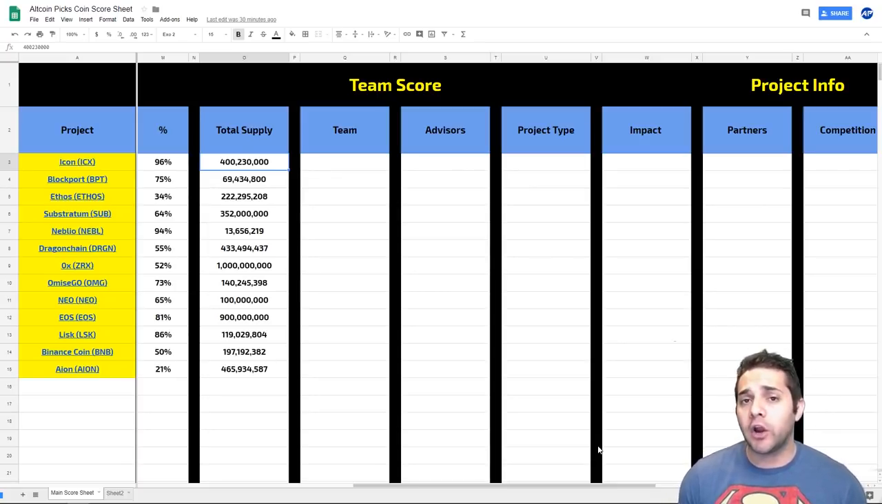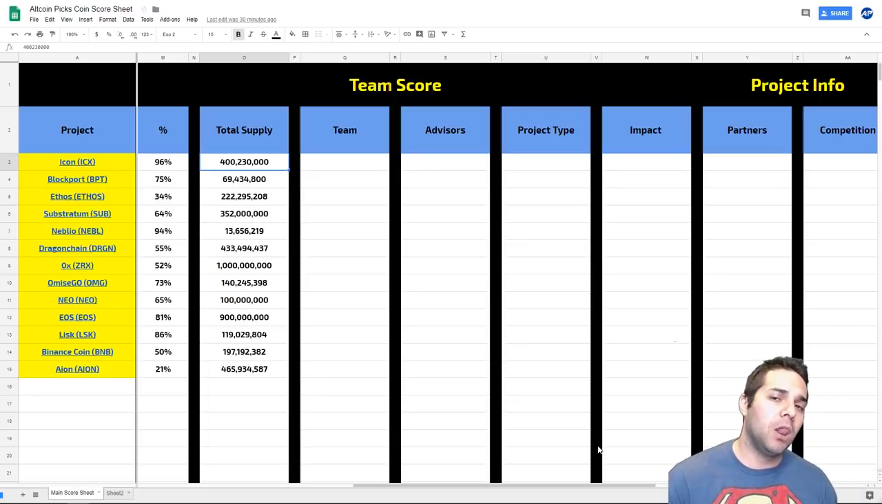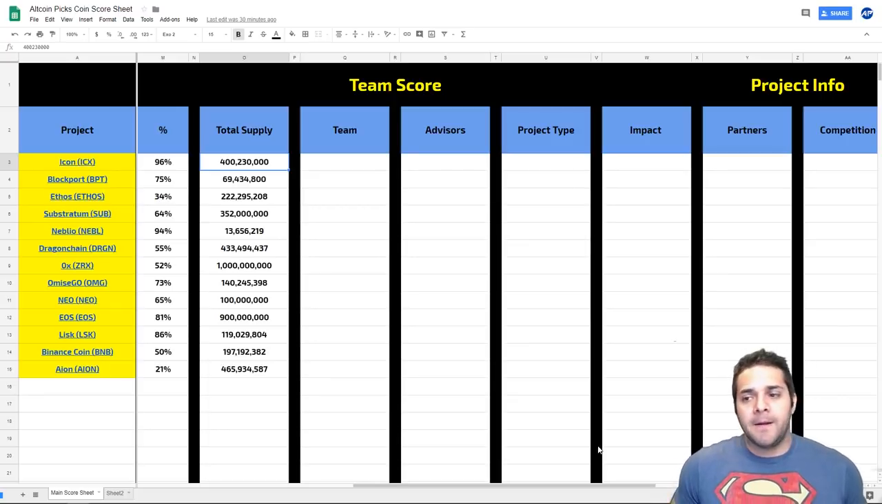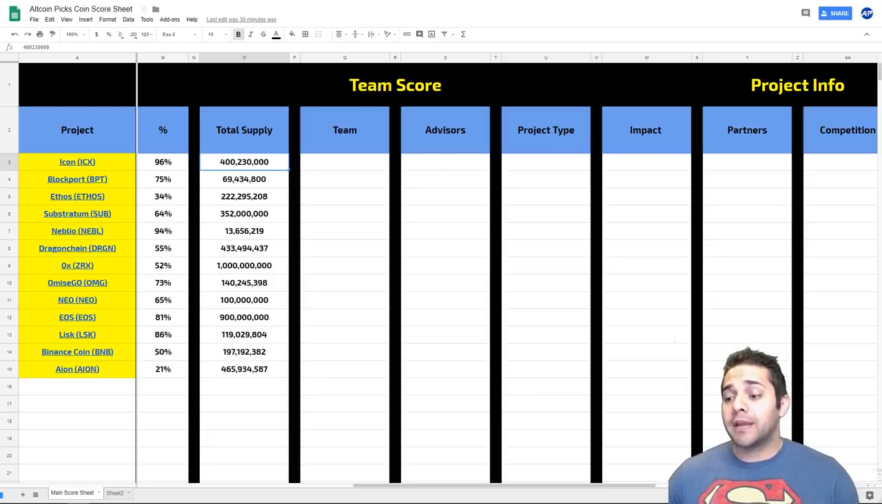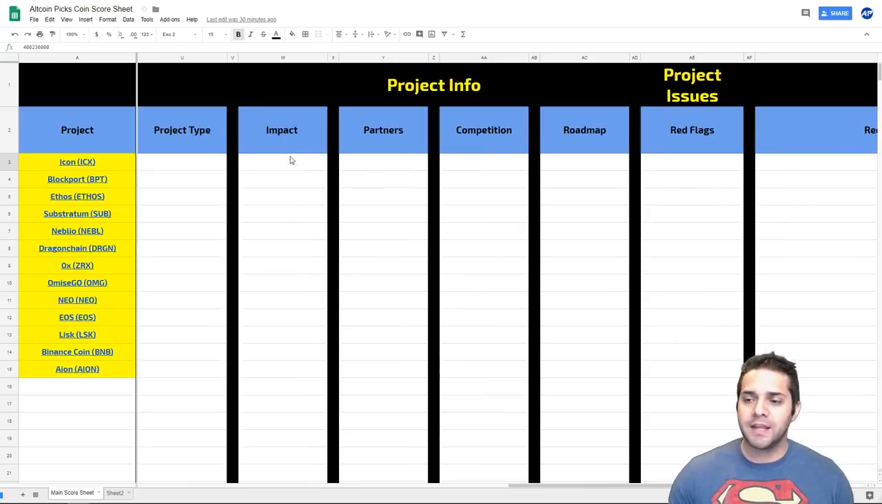So it's going to be really hard to have a top score for team and advisors. So I do expect a lot of lower scores, but it doesn't mean they're bad. We're going to be looking at multipliers, or the multiplier potential, the impact, like I said, the project type, their partners. So we're going to compare partners. Icon, Ethereum have some of the best partners out there. So this is going to be another hard stat to actually get a top score on.